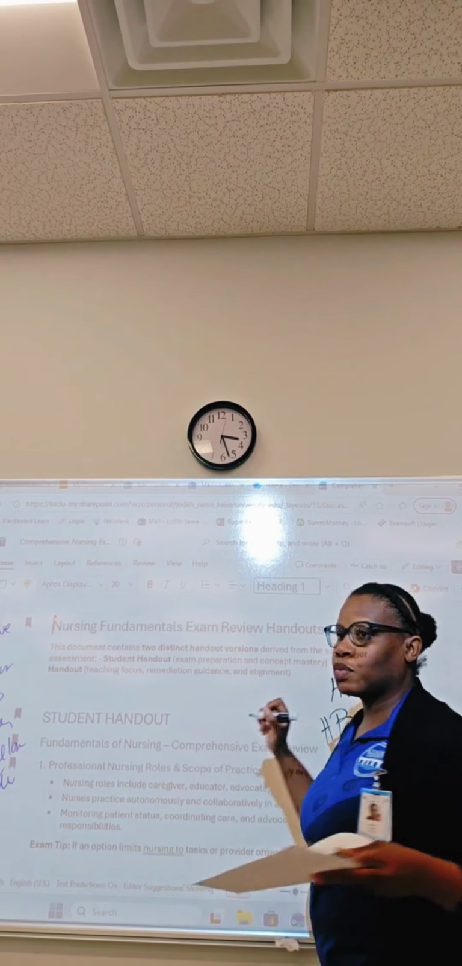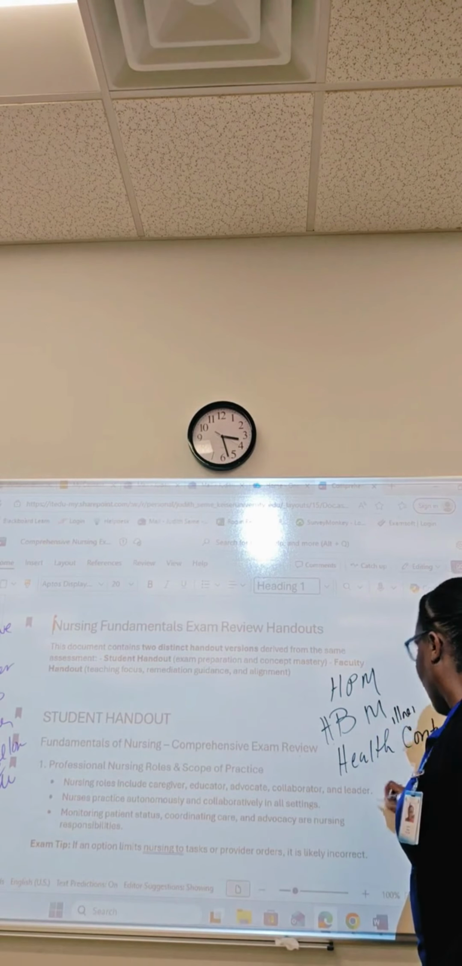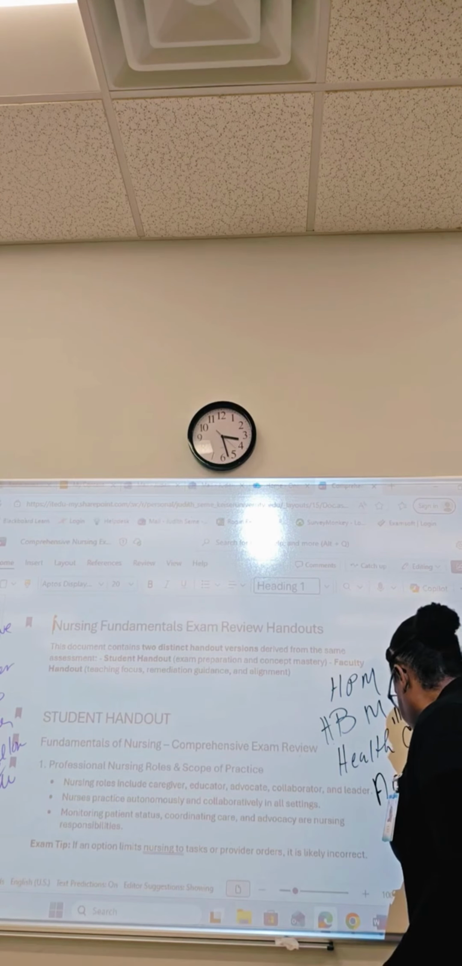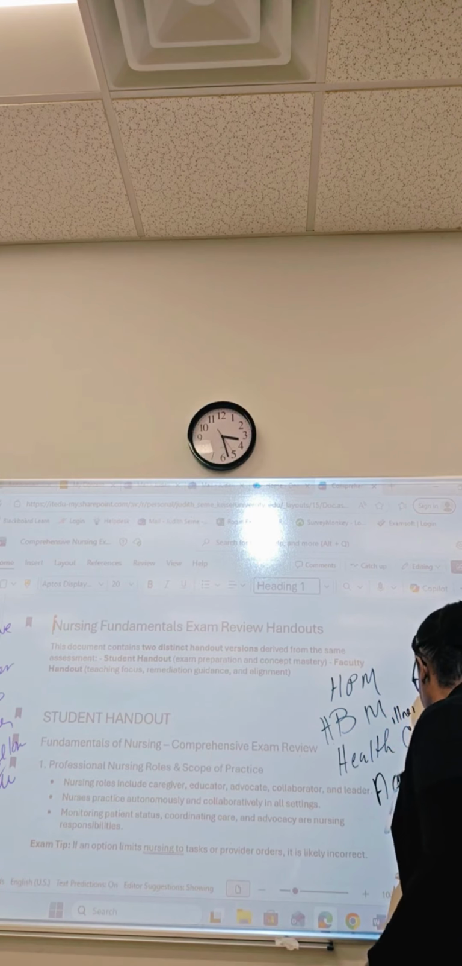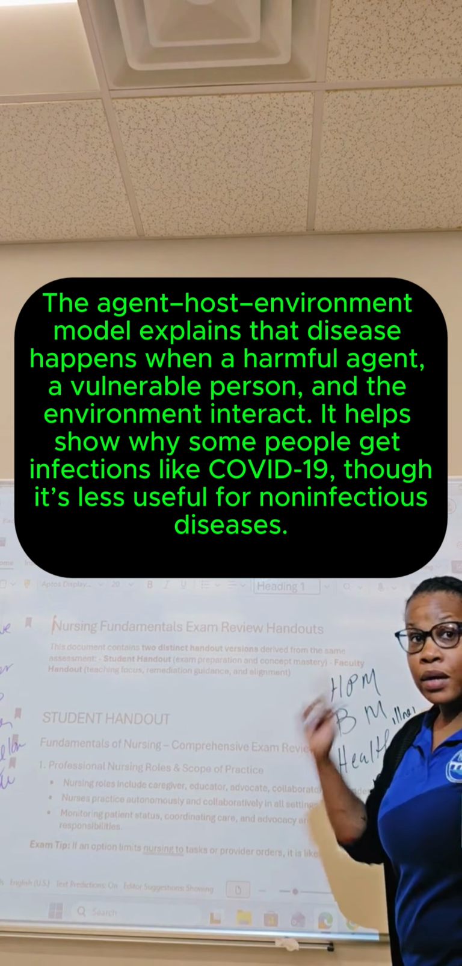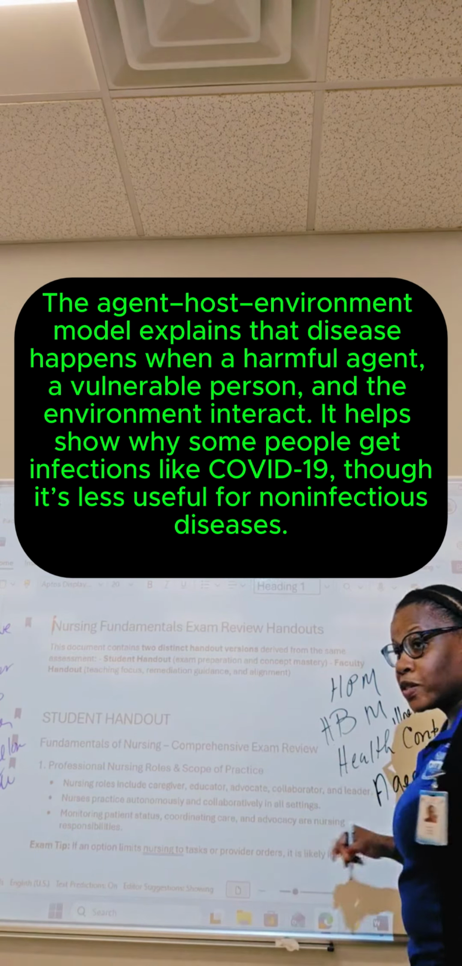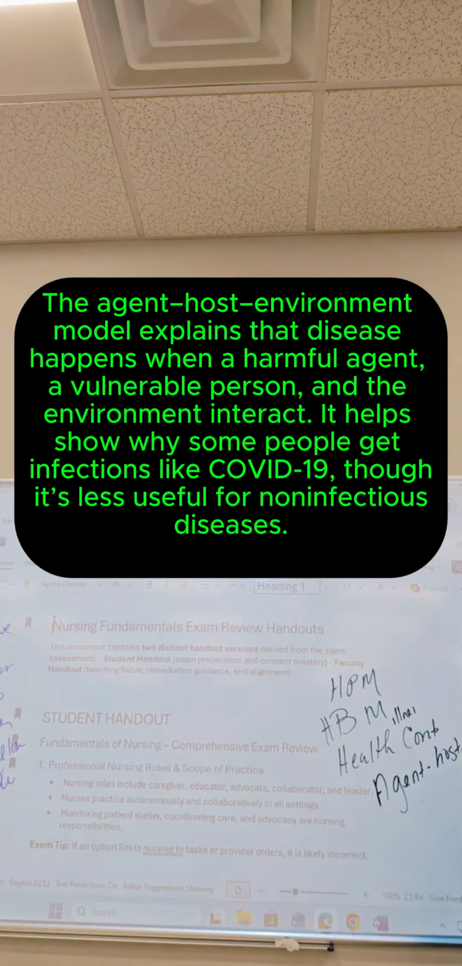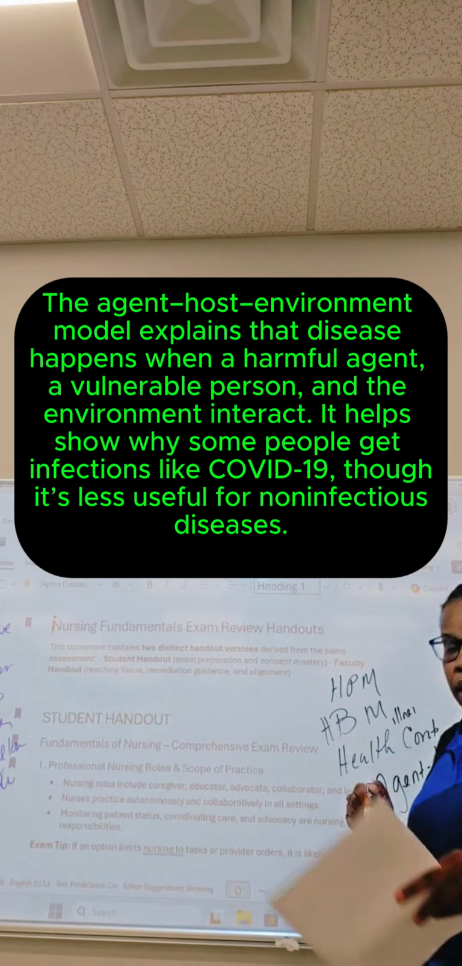What is another one? The agent, host, and what else? Environment. The agent, host, environment model. So that's like the Baxter model, right? Yeah.